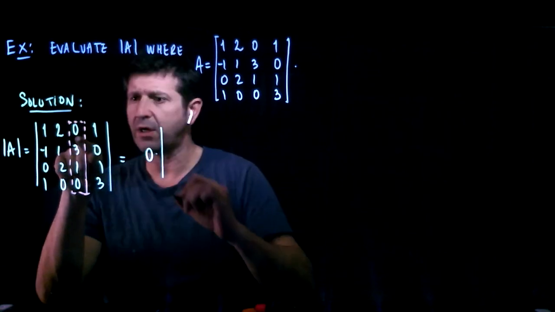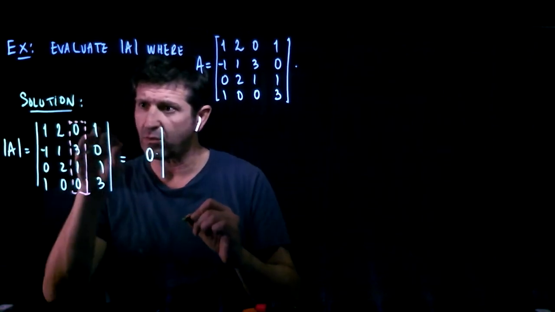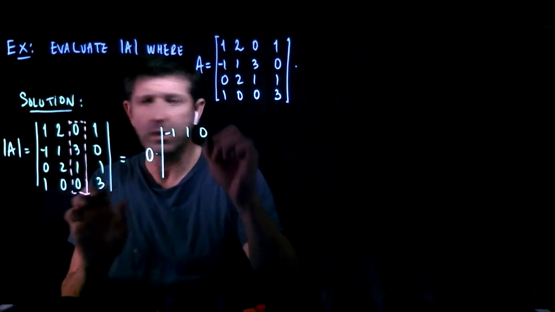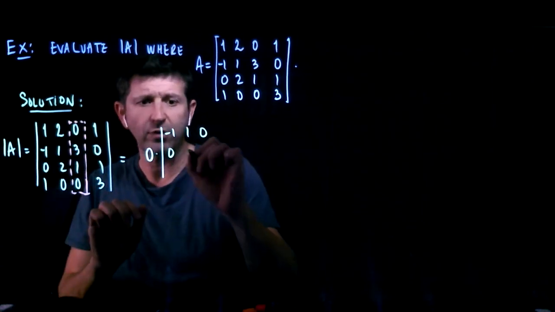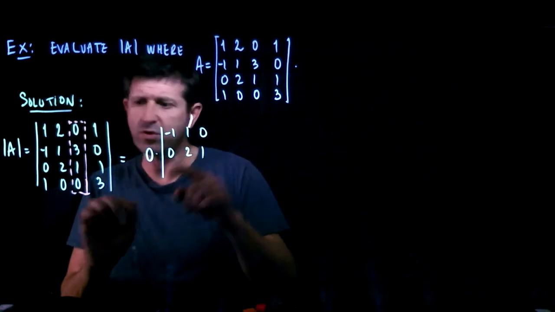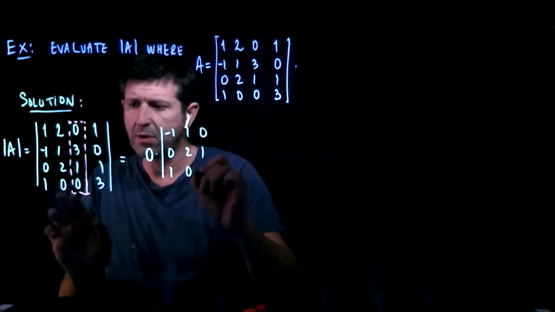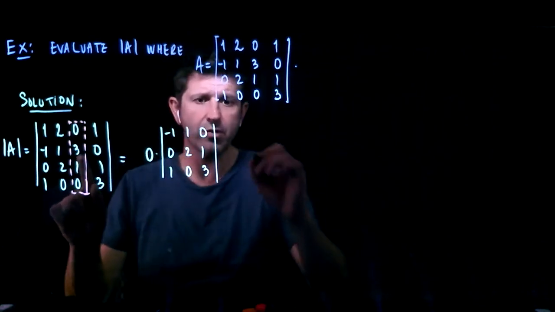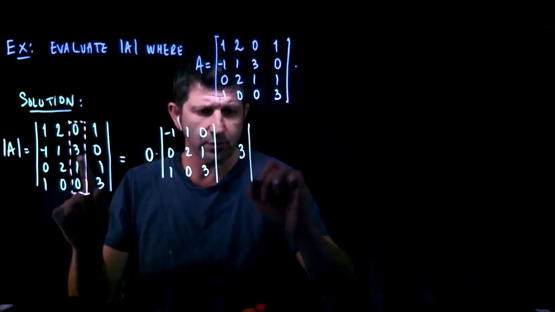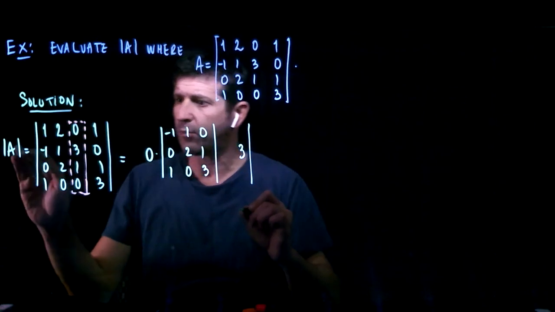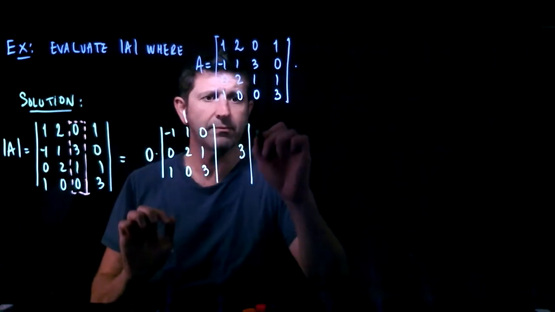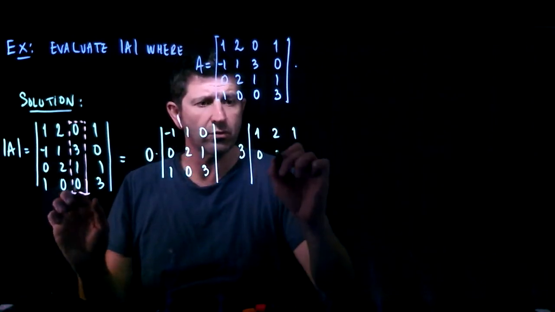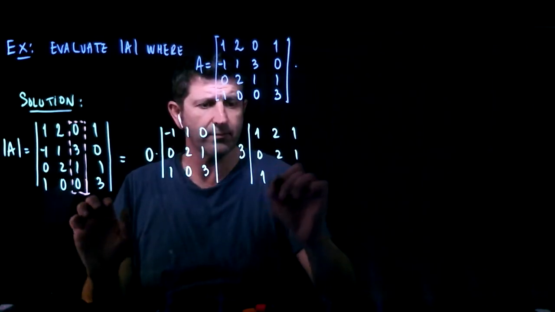So I have 0 times the determinant of what's left. If I cross out the 0 row and 0 column, I have negative 1, 1, 0, 0, 2, 1. Of course, I don't need to write this because it's multiplied by 0, but just for the exercise, 1, 0, 3. Then second one, 3 times the determinant of, so I'm crossing the row of the 3, so 1, 2, 1. Not this one here, 0, 2, 1, 1, 0, 3.